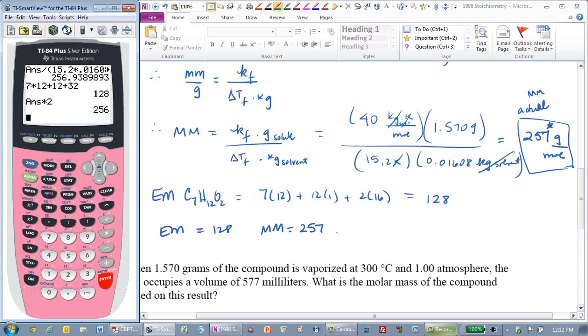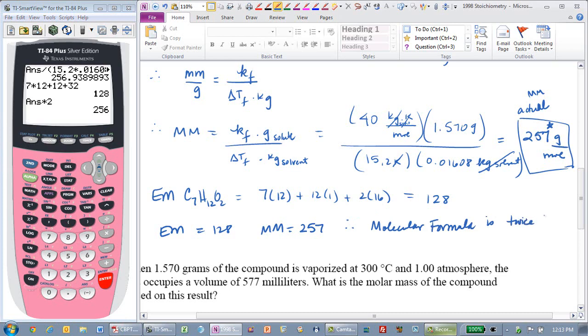256? Yeah, that's close enough for government work. So, therefore, molecular formula is twice empirical formula, or C14H24O4.